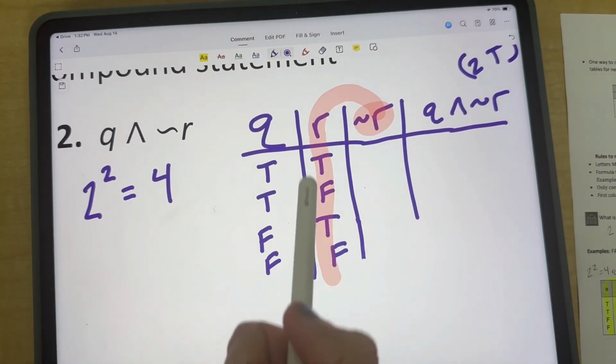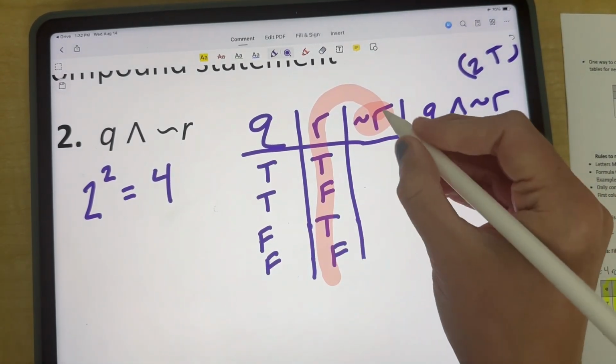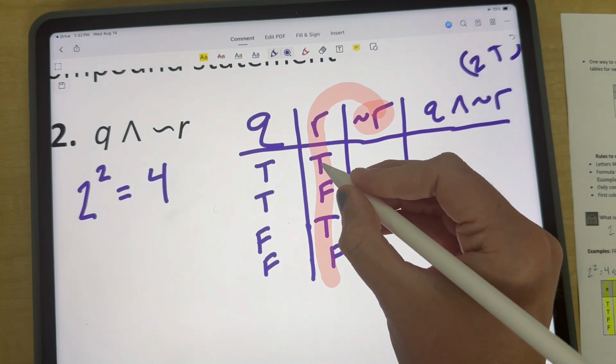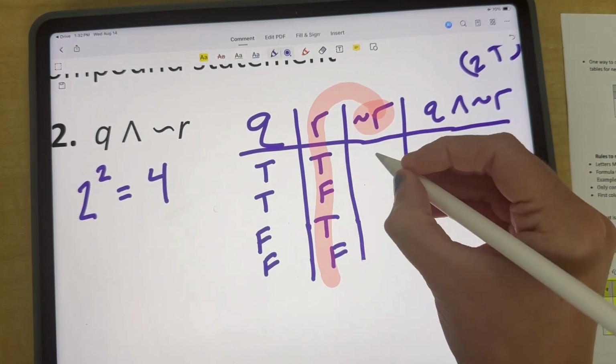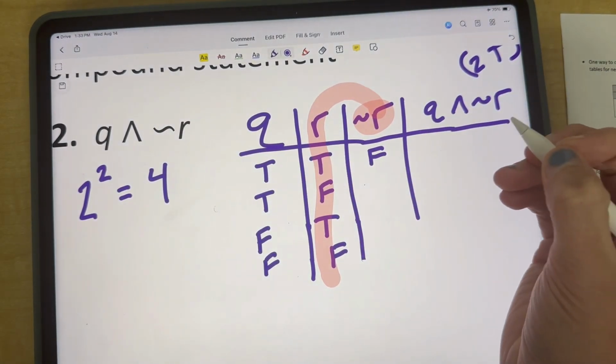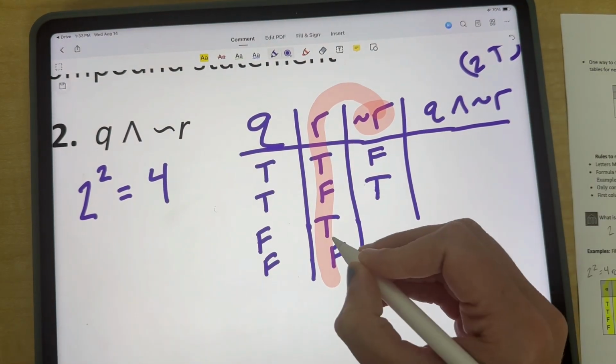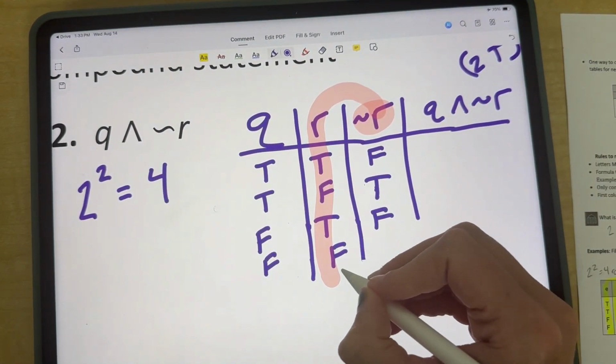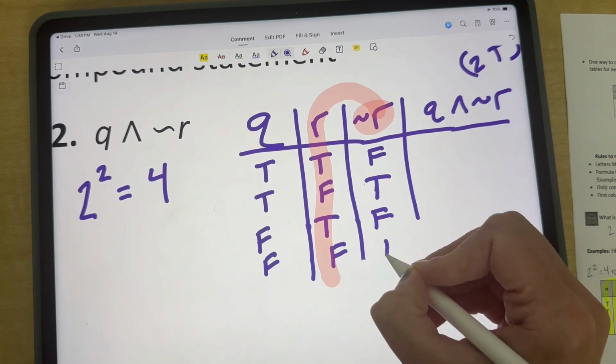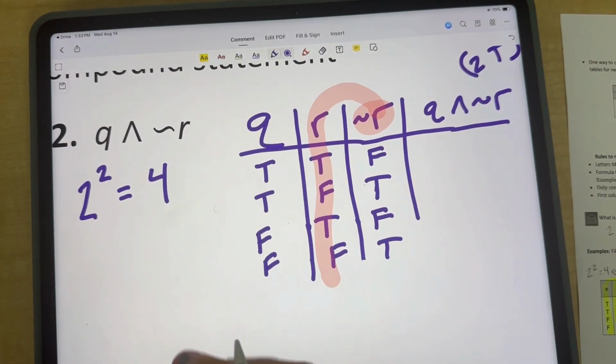So negations only use 1 column. So not R. If I go to this column, what's the opposite of each line? If this is true, the opposite of that would be false. If this is false, the opposite of that is true. If this is true, the opposite is false. And lastly, if this one's false, the opposite of that is true. And that column is all done.